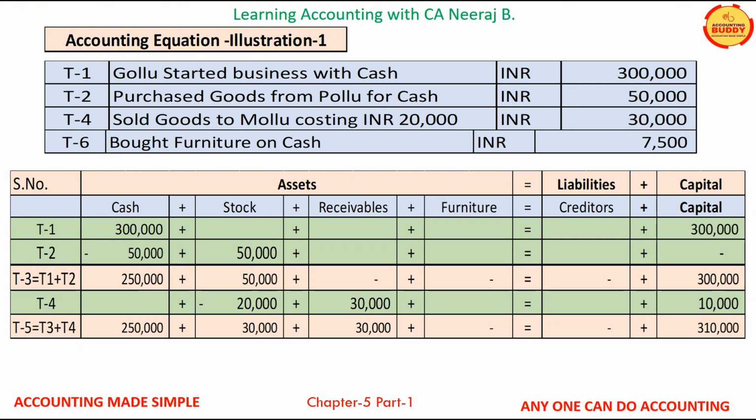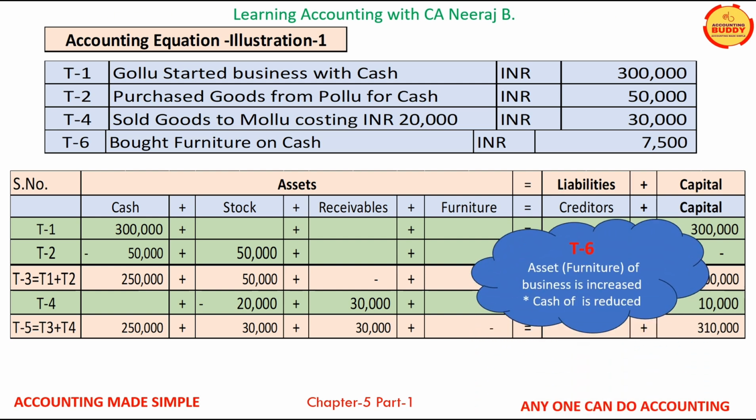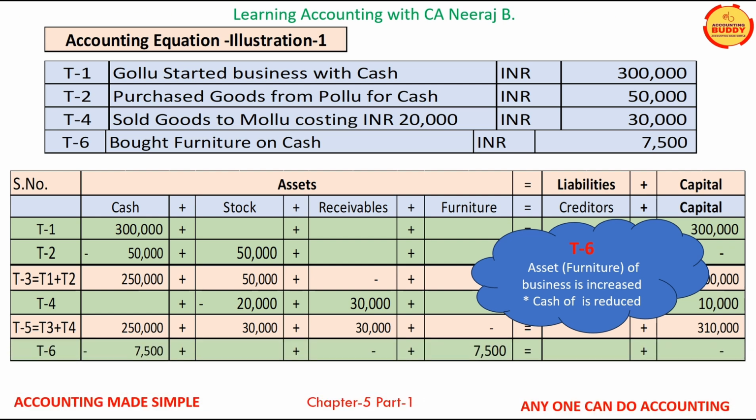Now let us analyze T6 transaction related to the purchase of furniture worth 7,500 on cash. The effect of this transaction will be number 1 on assets as the furniture is purchased and number 2 again on assets as the transaction is settled with cash. Therefore, furniture, which is an asset, will increase by 7,500 and cash, which is again an asset, will be reduced by 7,500.